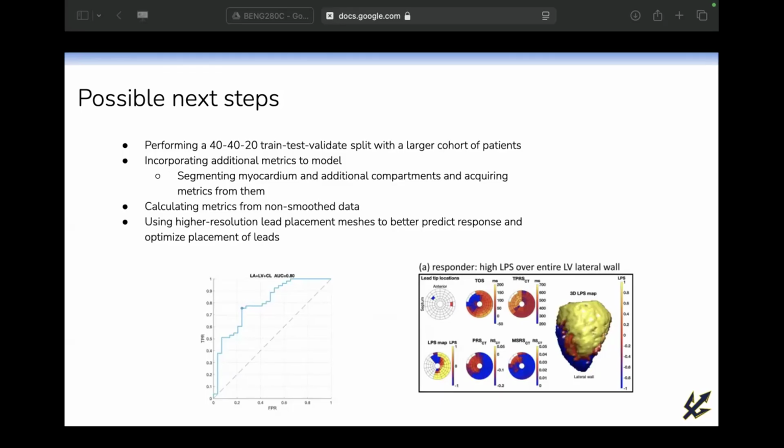I also acquired this data after smoothing the 40 CT data. If we're able to, a next step could be trying to do this from the raw data, if we have a cool model that can do that.